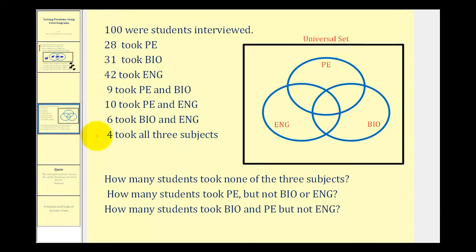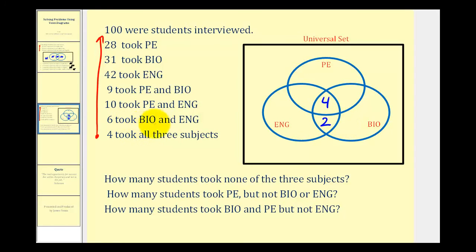Again, we're going to work our way from the bottom to the top to complete our Venn diagram. So if 4 students took all 3 subjects, the only region where all 3 subjects overlap is in the middle here, so there are 4 students here. Next, 6 took biology and English. Biology and English overlap in this region here. Notice that 4 of the 6 students are taking all 3 subjects, so that leaves only 2 students here that are taking only biology and English.